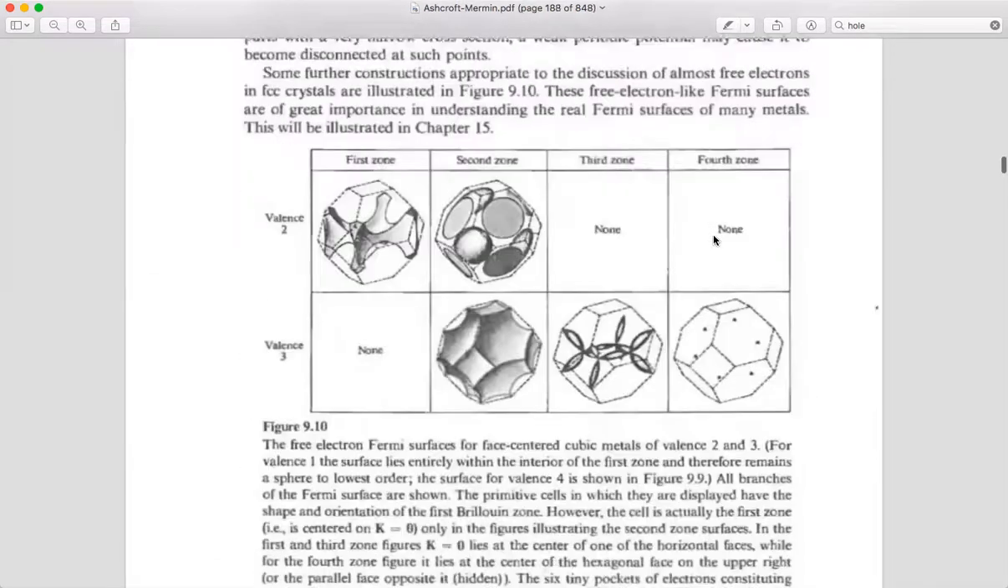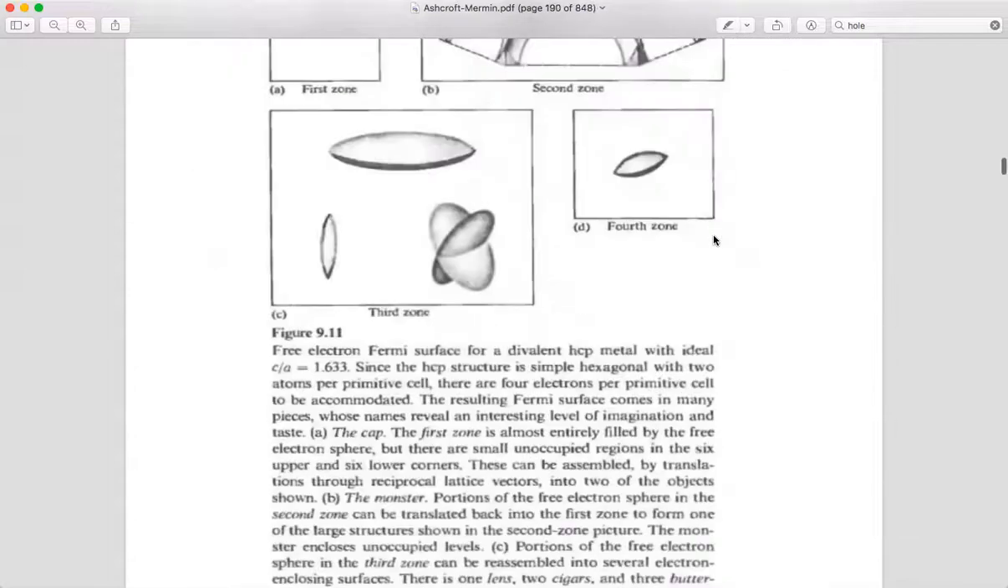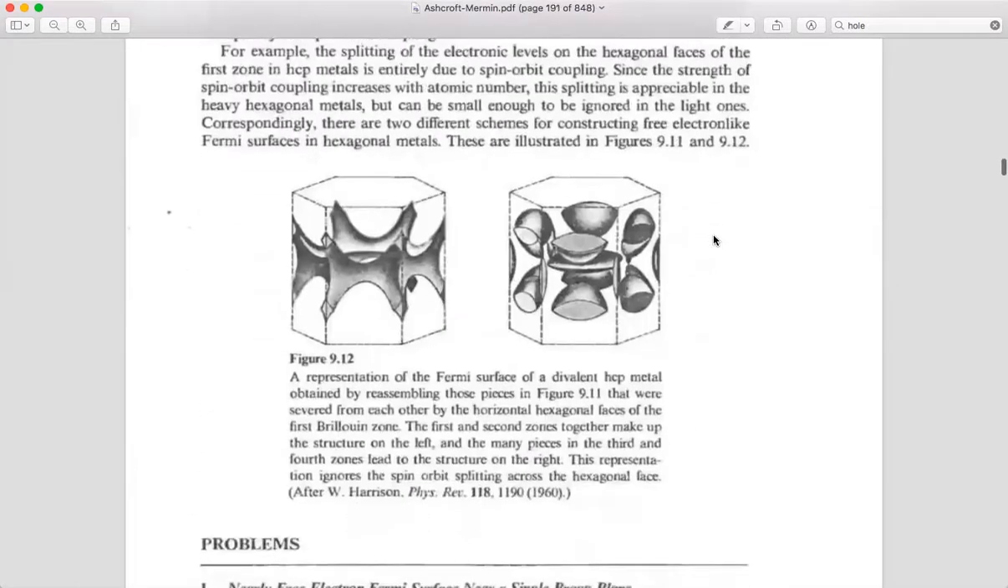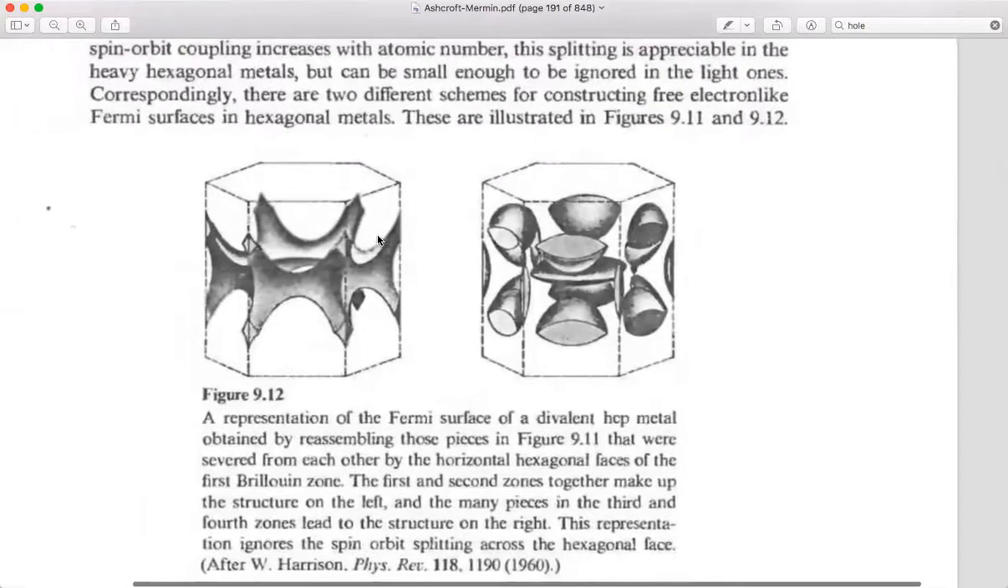Okay, and just to sort of complete the story, I'll show you another figure from the text. So this, for example, these are branches of the Fermi surface of an HCP lattice formed by a divalent metal. So there are 2 electrons per metal atom, and it forms an HCP structure, like, for example, magnesium. And then you have the Fermi surface looking like this. Okay, so that's about Fermi surface. So let me now give you this 2D example.